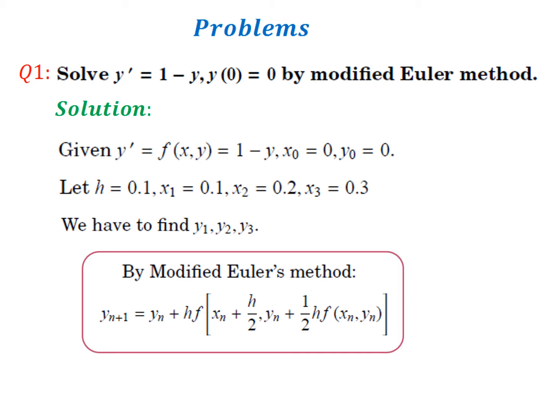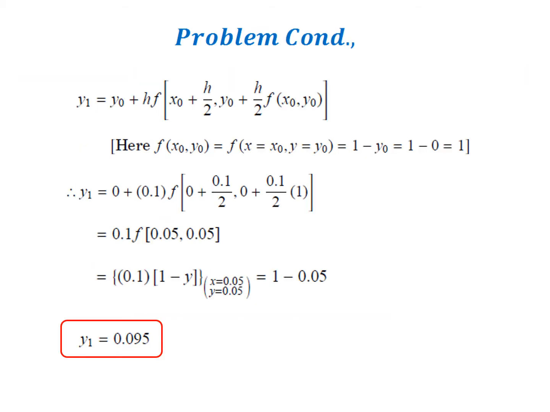Look at the next step. I am replacing n = 0 in the general formula and I will get the y1 formula: y1 = y0 + h * f(x0 + h/2, y0 + h/2 * f(x0, y0)). Look at the right-hand side values y0, h and x0. All of these we know very well from the given data itself. Substitute all of them. What is x0? That is 0. y0? That is also 0.